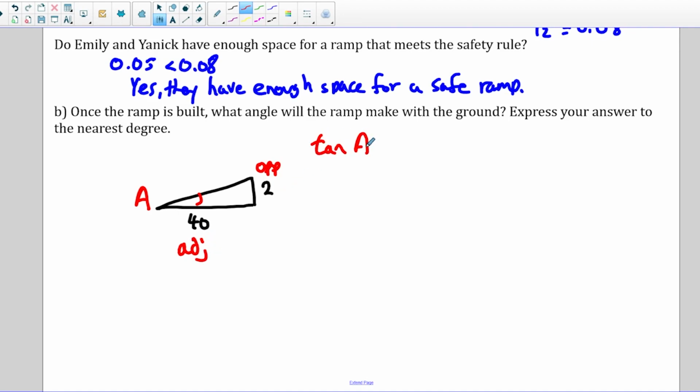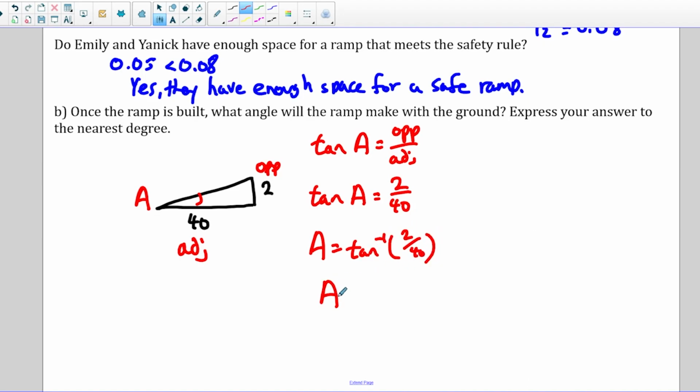So tangent of angle A is equal to the opposite side over the adjacent side. So tangent of A is equal to 2 over 40. I'm going to take the inverse tangent of both sides here. So I have A is equal to the inverse tangent of 2 over 40. And when I put the inverse tangent of 2 over 40 into my calculator, I end up with about 2.86, which rounds to 3 degrees. So 3 degrees will be the angle that the ramp makes with the ground.